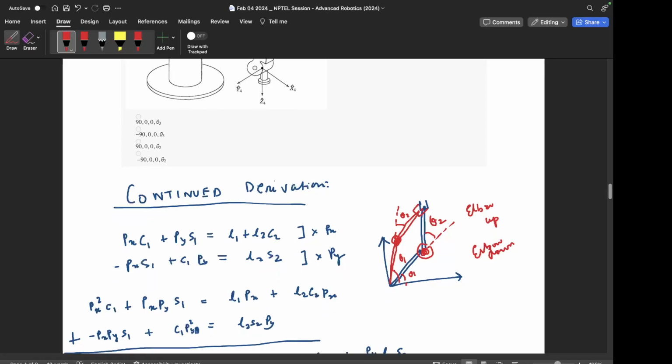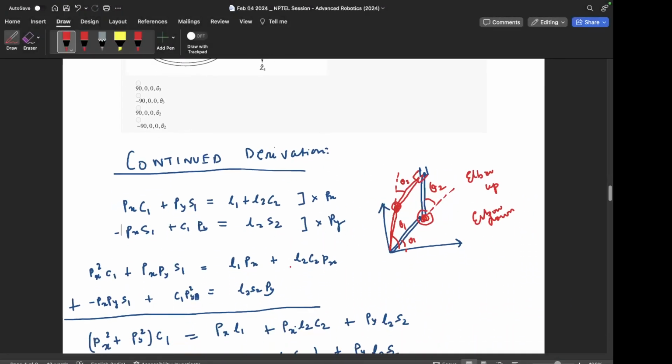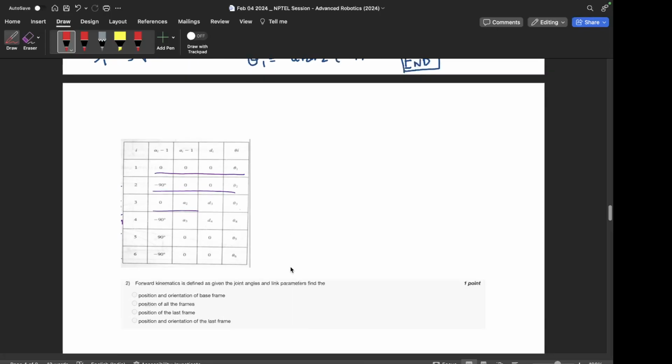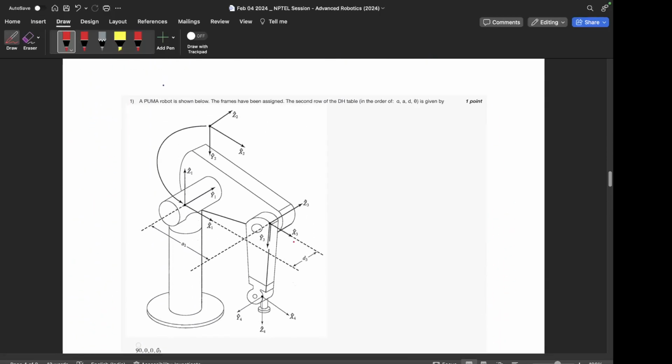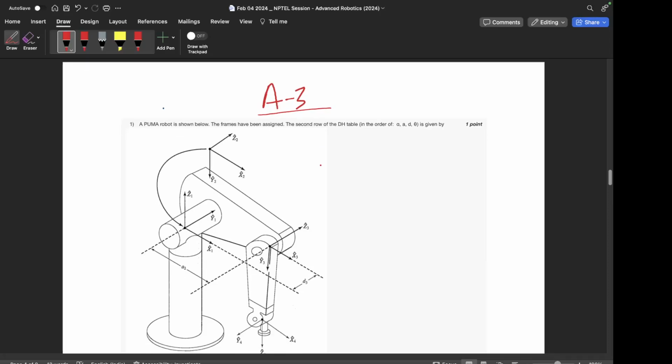Okay, so what else do we have? So now that we saw how to get the inverse kinematics expression of the 2R manipulator, let's first go through the questions of week 3, right? And then if the time remains, we will discuss a few other things.